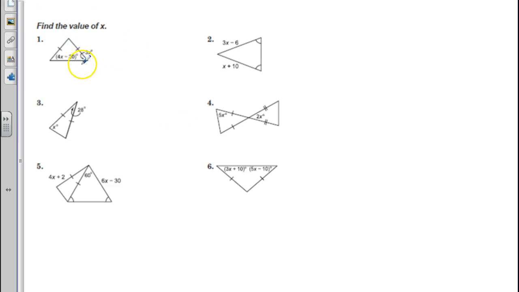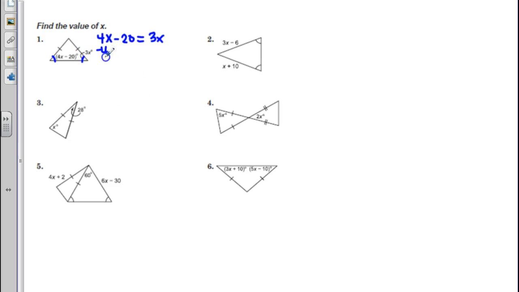All right, so number one, find the value of x. First, I want to identify what type of triangle I'm dealing with. I'm dealing with an isosceles triangle, and I see these legs are congruent to each other. The angles opposite those legs are congruent, so this angle is congruent to this one, and they've given me some expressions, so I know since those angles are equal, I can set the expressions equal to each other and solve.